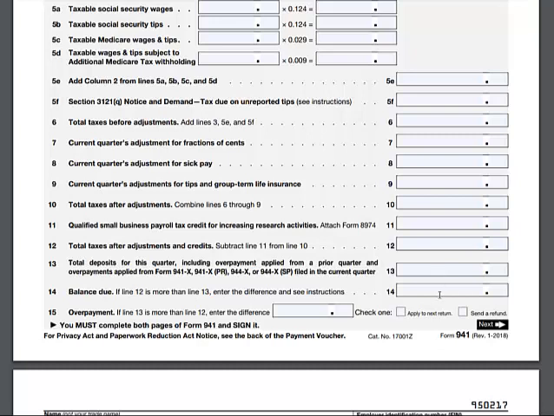Line 14 should never have an amount due. If there's an amount due on this line, this means that the employer's deposits were not made on time or for the correct amount. Interest and penalties will apply if there's anything on the balance due. Line 15 is for any overpayments, if any.